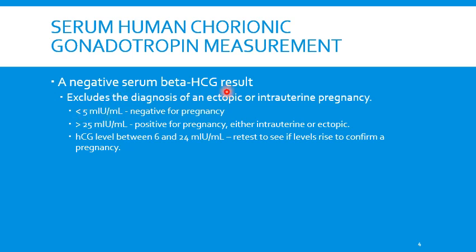A serum beta HCG level less than 5 milli international units per ml is negative for a pregnancy, excludes pregnancy. If the level is more than 25 milli international units per ml, it confirms pregnancy, but it may be either intrauterine or ectopic. An HCG level between 6 and 24 milli international units per ml is a gray area. You need to retest to see if the levels rise to confirm or exclude a pregnancy.